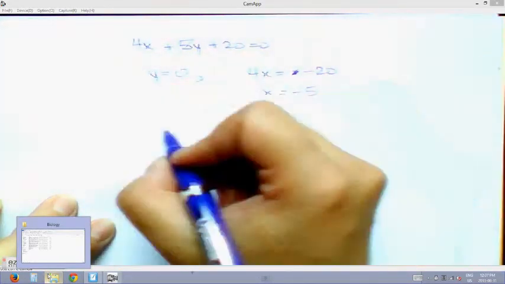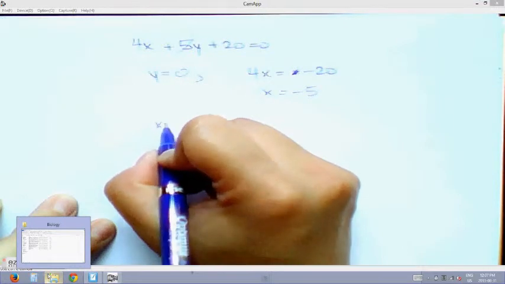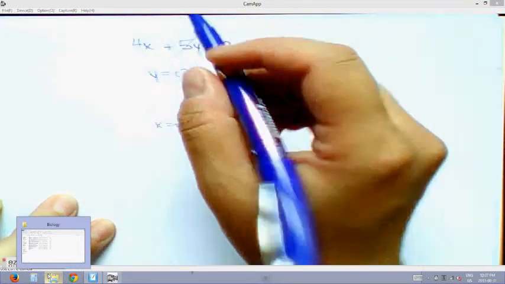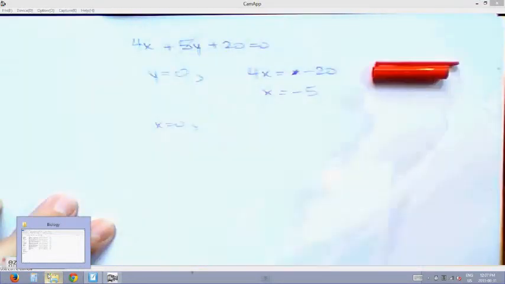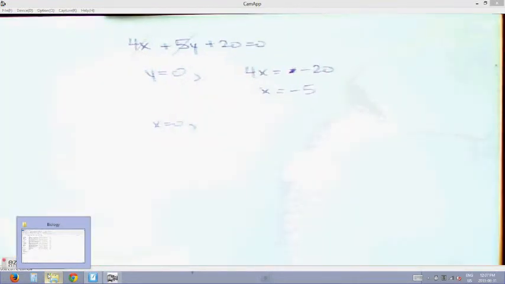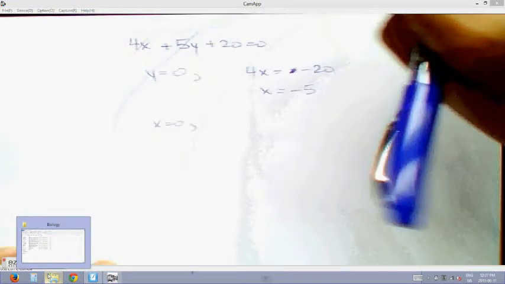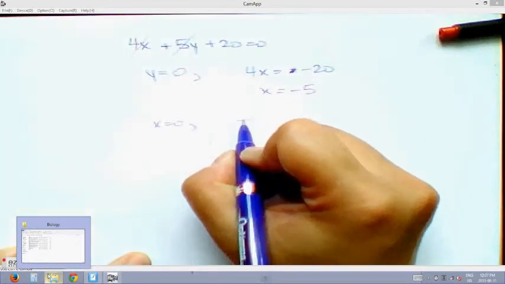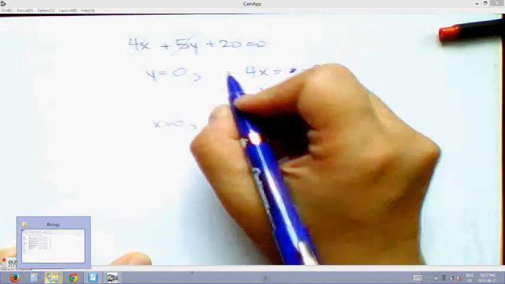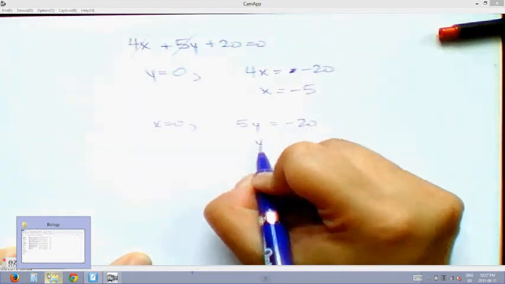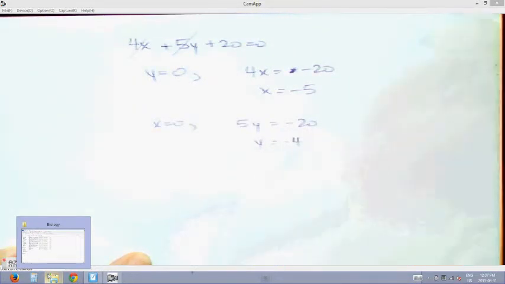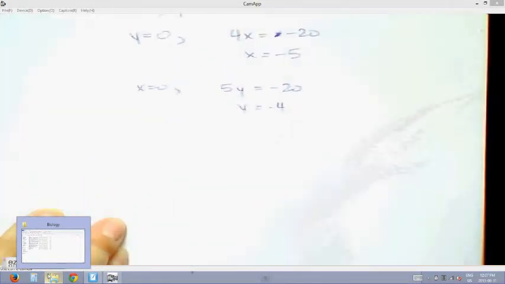When I want to find my y-intercept, x is equal to 0, so then I go back to here and I cross off the term that has x, and I rewrite what's left. y is equal to, moving the 20 over, negative 20, y then is equal to negative 4. So we can easily plot this on the graph.